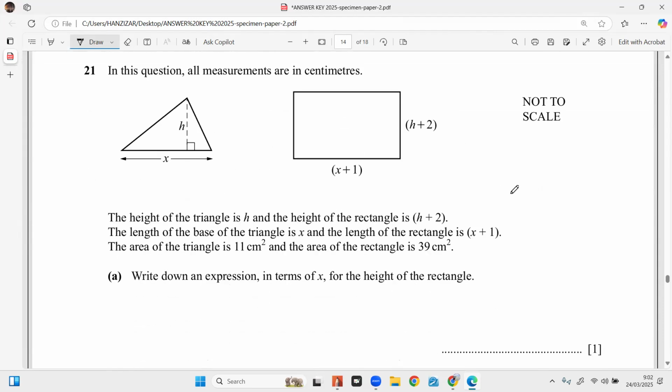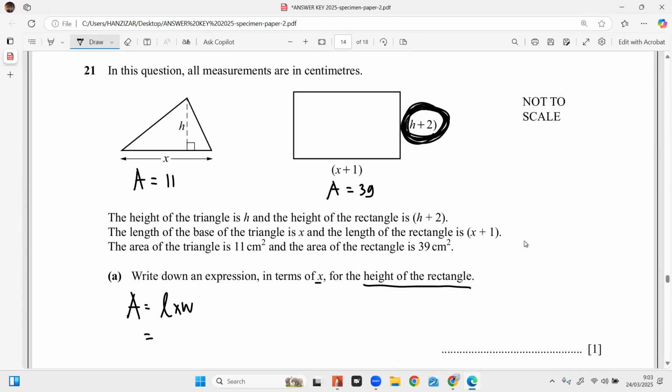Here, 21 is hard. Let's see, guys. The area of a triangle is 11. The area is 39. Write down an expression in terms of x for the height of the triangle. The area of the rectangle, sorry, not triangle, is length times width, right? But it is in terms of height. Okay, we are finding h plus 2, right? So h plus 2, the height of the rectangle, is area over the length, which is x plus 1. The area is 39. So write 39 over x plus 1, let it be.